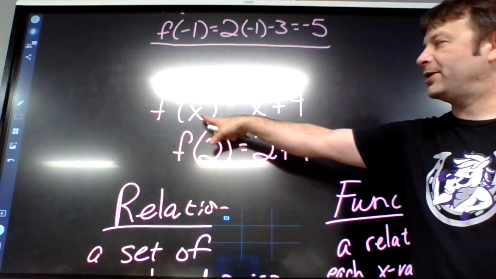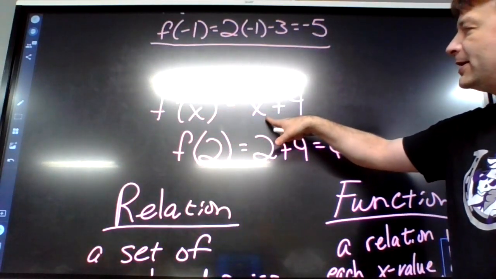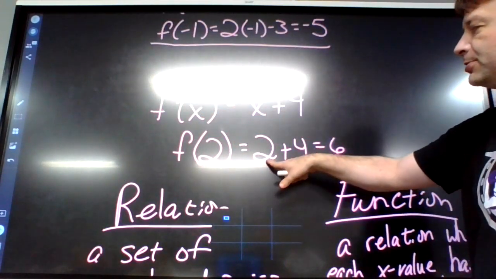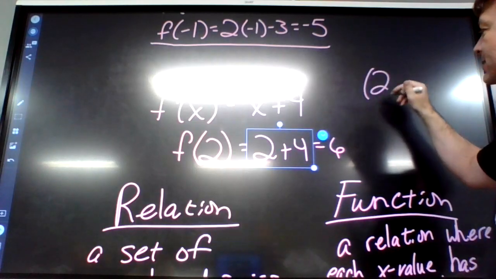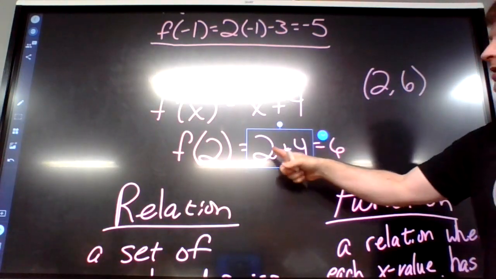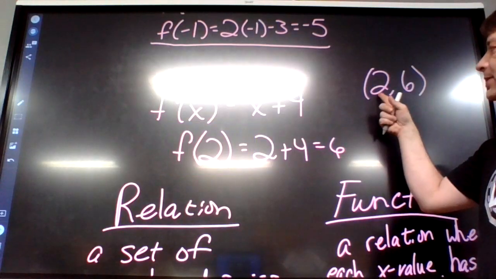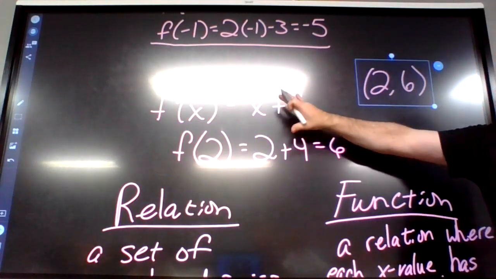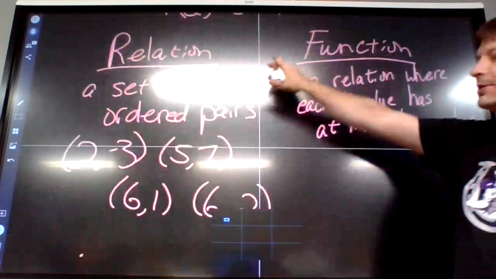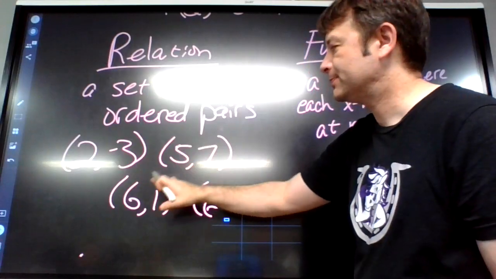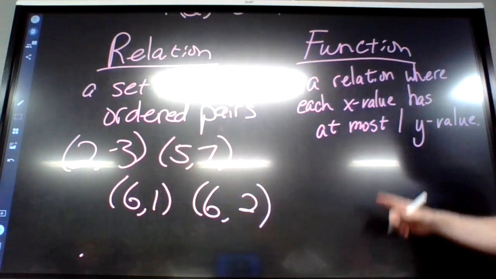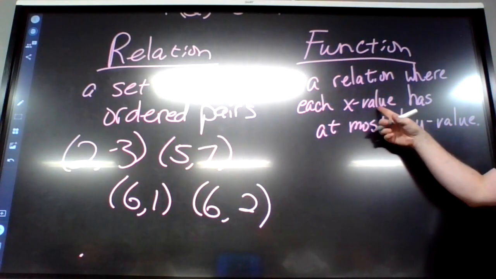It can be written like this though, because if I plug in 2 and I get 6 as the answer, that's basically an ordered pair. Like when x is 2, the function is 6, so 2 and 6. So they can look like this, or they might just look like this. Okay, what does this mean? Each x value has at most one y value.